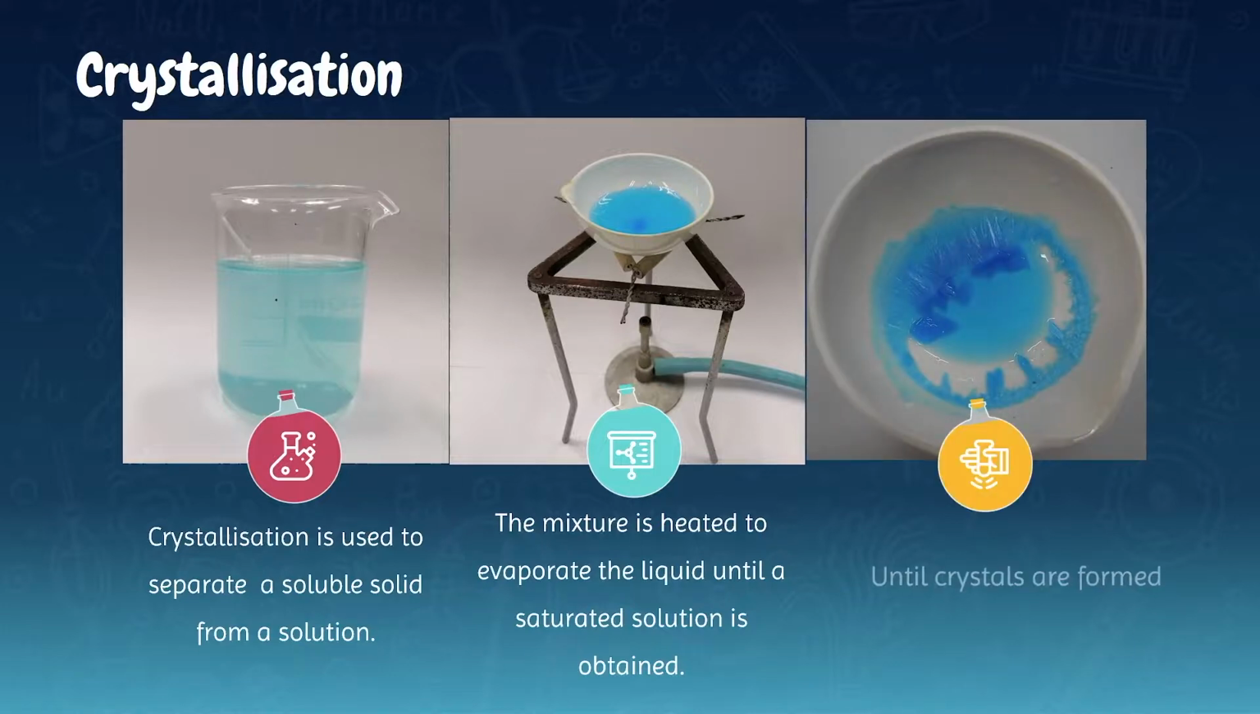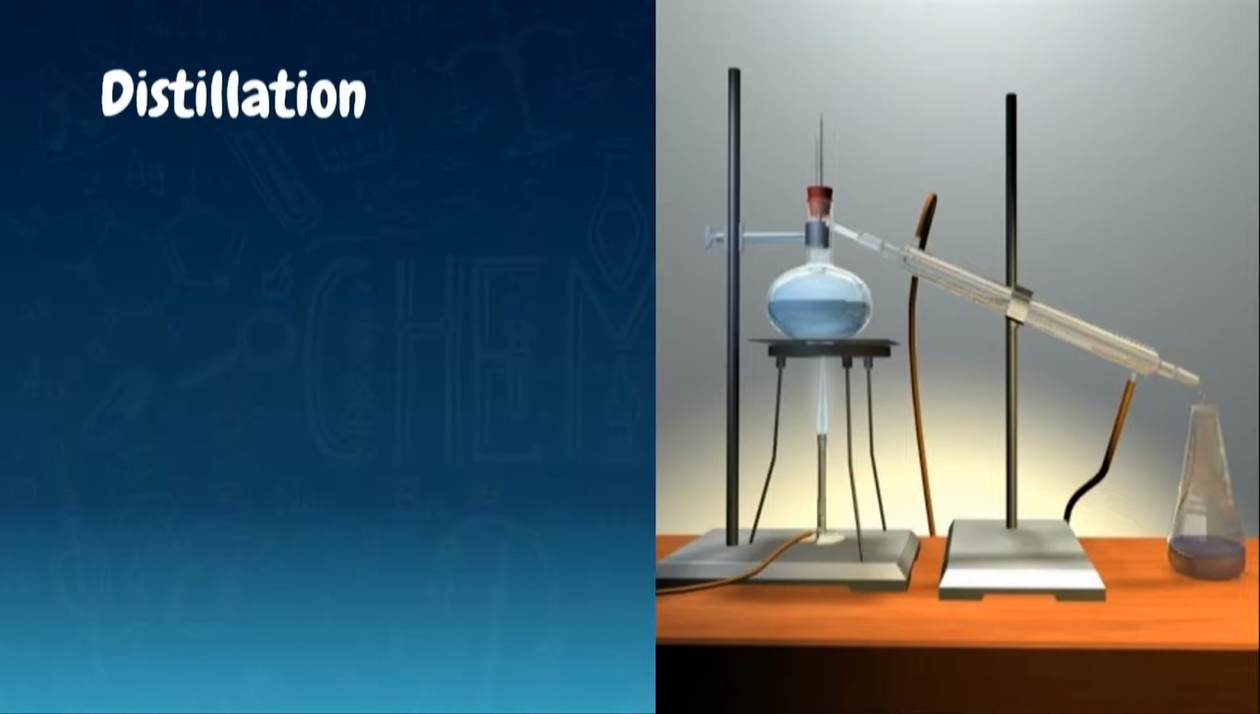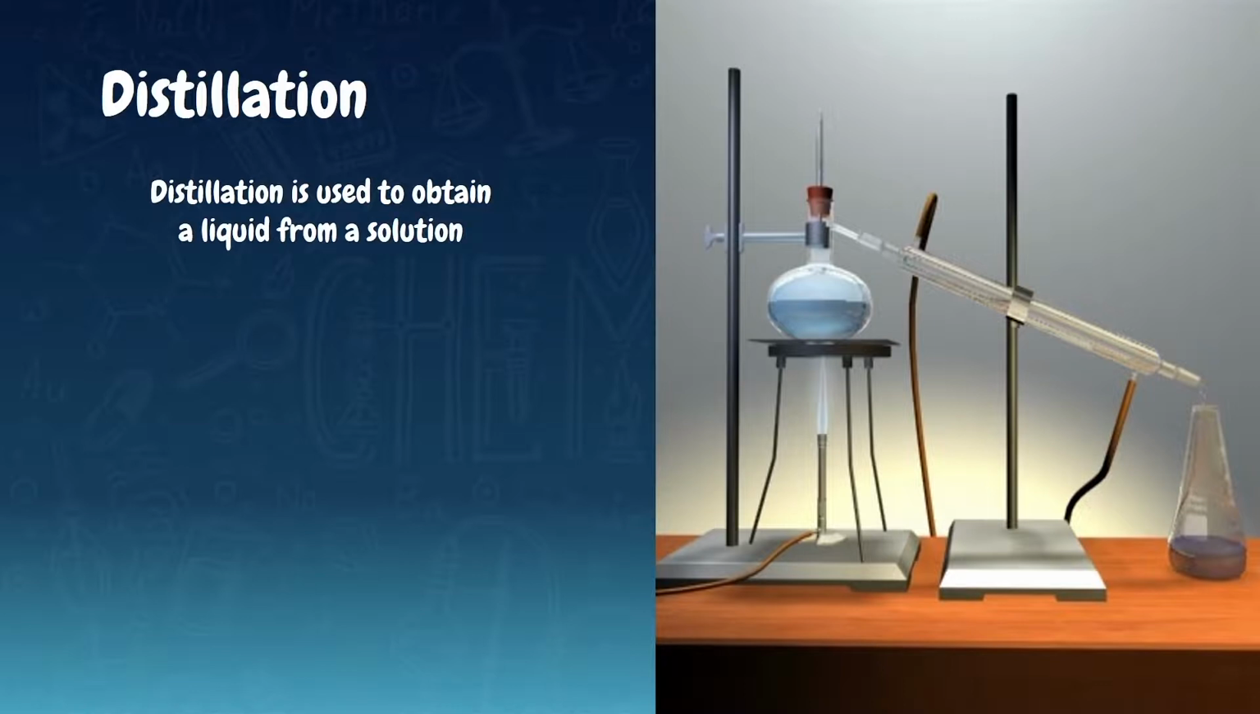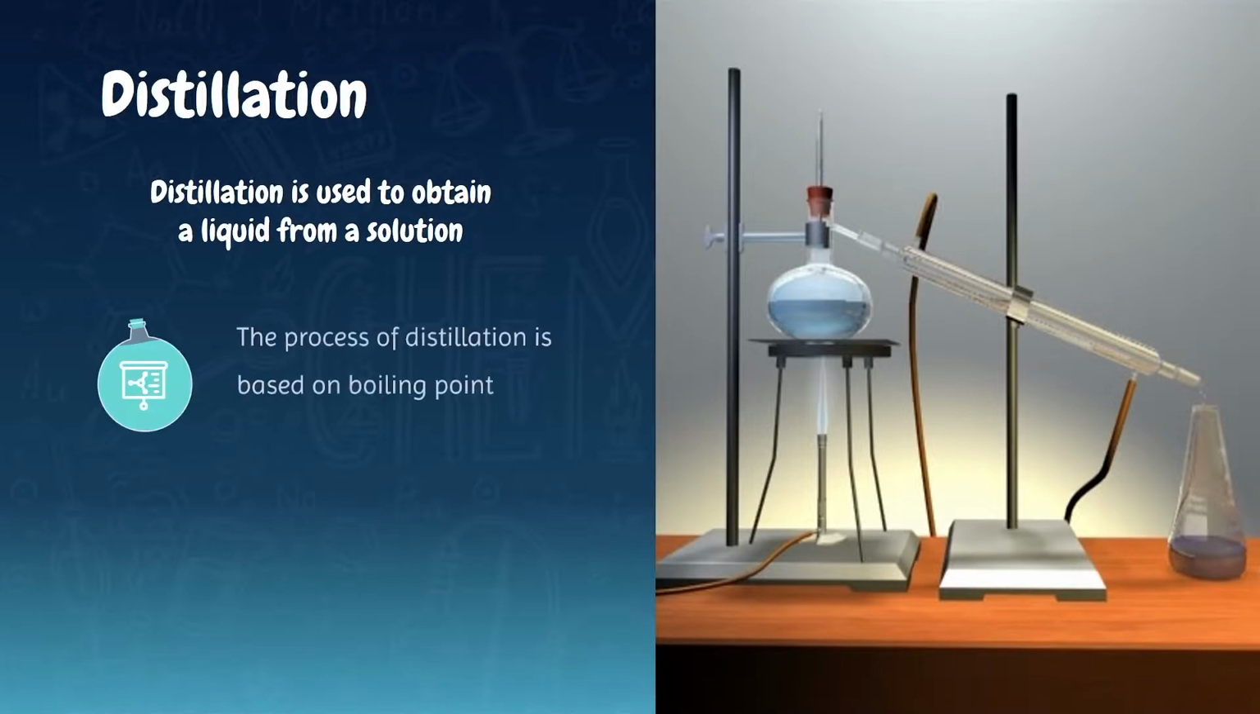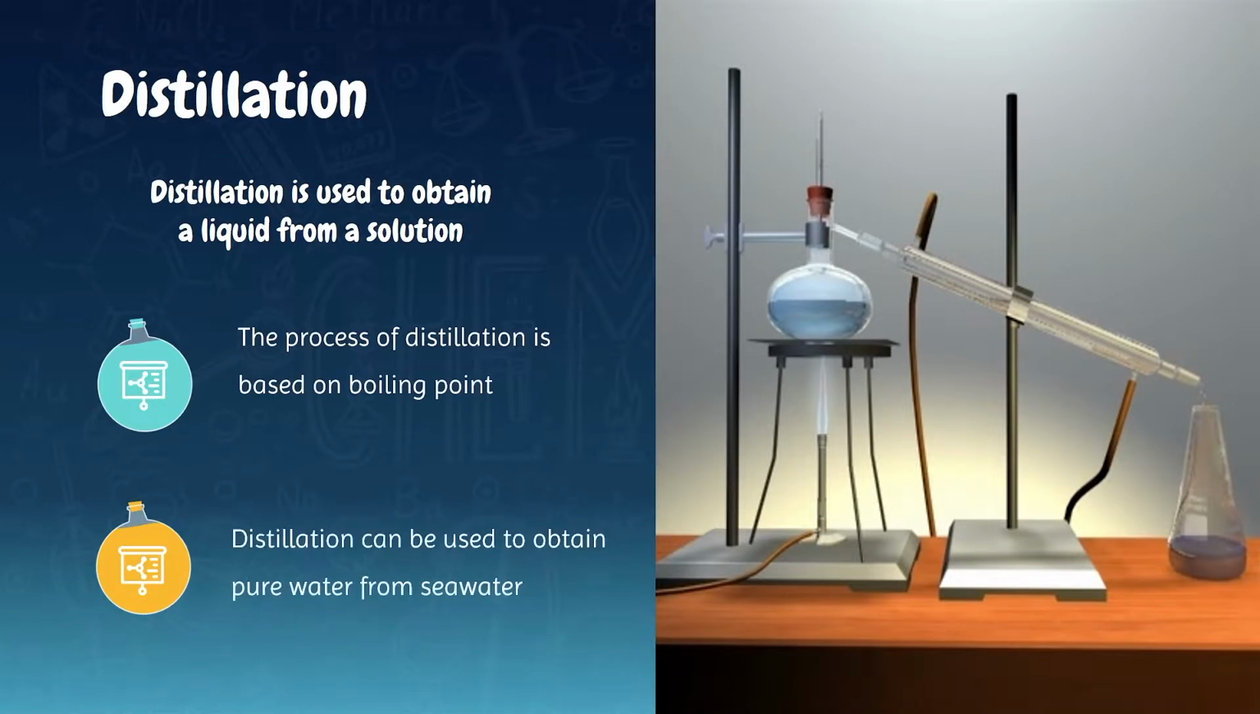In order to obtain copper II sulfate crystals from its solution, crystallization is performed. Simple distillation is used to obtain a liquid from a solution. The process of simple distillation is based on boiling point of the liquid present. Therefore, if we want to obtain water from seawater, distillation can be used.